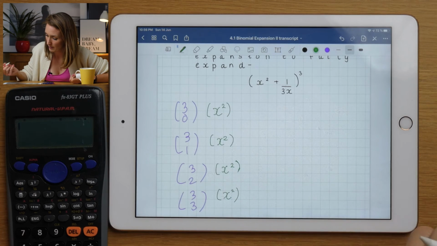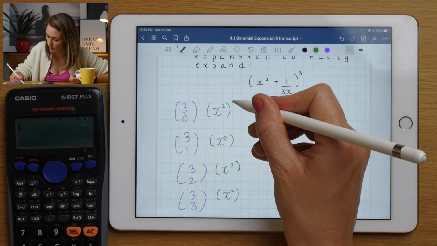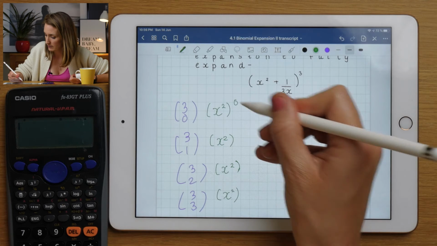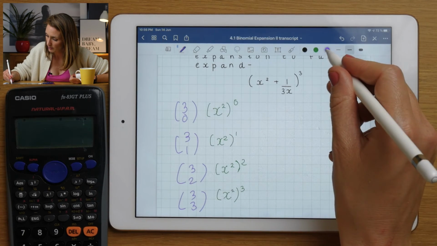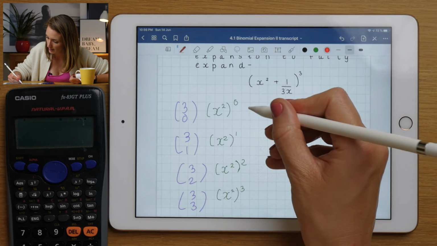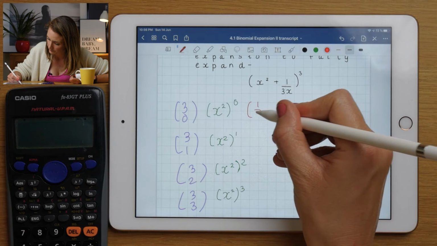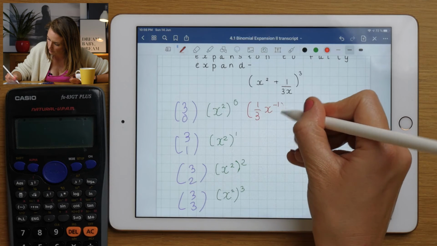Now say we start with this one going from 0 up to 3. Now this you can think of like a third x power minus 1, because the 3 is on the bottom.